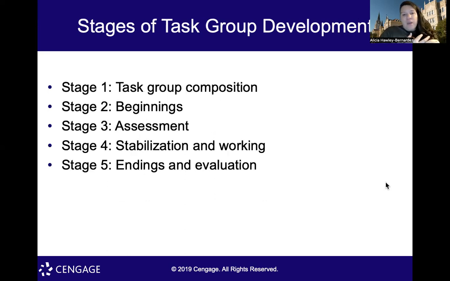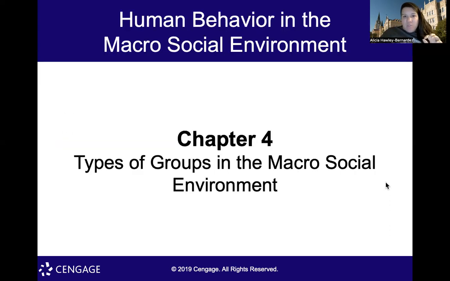Anytime you have a task group or any type of group, really, there are different stages of group development. Stage one is the task group composition, the beginnings of the group, assessments, stabilization and working, and then endings and evaluation. So I would be familiar with some of these stages of group development. And then chapter 4 is going to talk more about different types of groups.